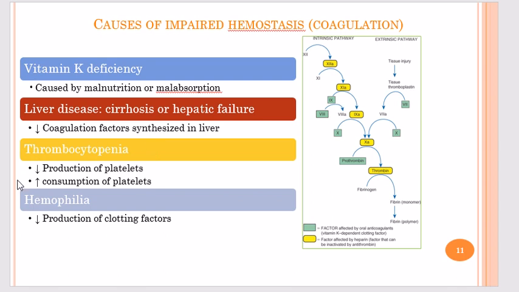Number 3 is thrombocytopenia. So of course, if we have a reduction in the number of platelets, we're not able to form clots the same way. But this can happen in 2 forms. You can either have a reduction in the production of platelets, or platelets are overconsumed. And this will be explained on an upcoming slide. And lastly, hemophilia. It's another cause of impaired hemostasis because people with this inherited condition do not produce enough clotting factors to allow for normal clotting to occur.